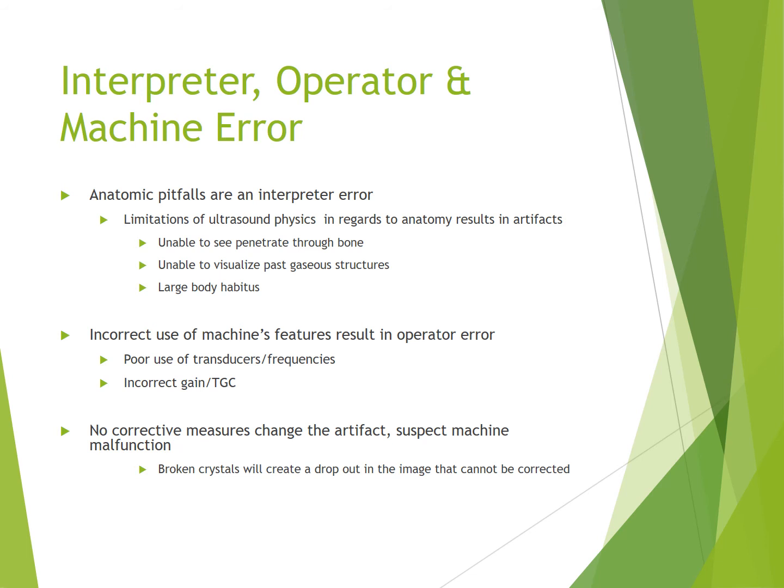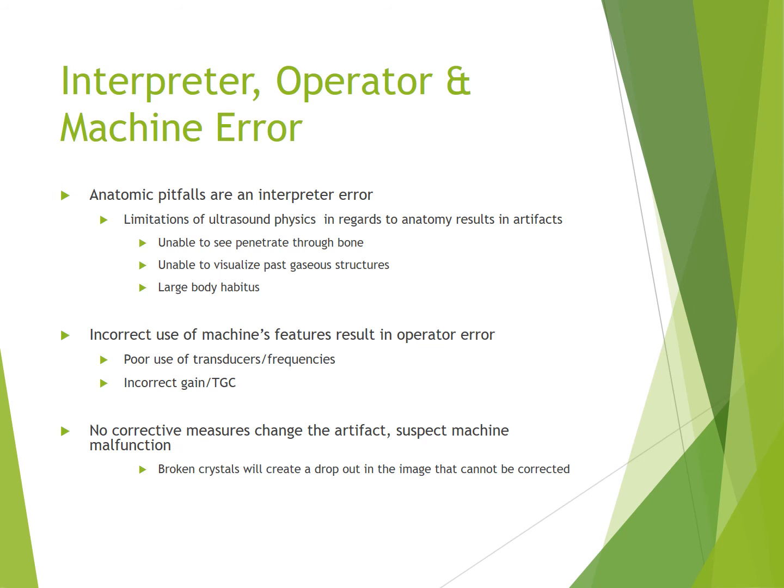There's also operator errors. As sonographers, we can induce artifacts into our pictures. So that might be the poor use of transducers and frequencies. We know a high frequency transducer is only good for superficial imaging. If you chose a high frequency transducer to do some deeper abdominal imaging, then it's an operator error. We're not going to see all the anatomy that we need to see, ergo we've induced artifact into our picture.